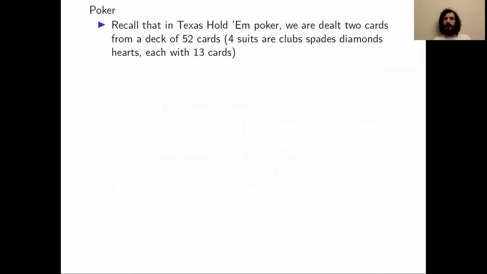So let's quickly review what happens in poker. We're talking about Texas Hold'em poker. So we're dealt 2 cards from a deck of 52 cards. This deck has 4 suits: clubs, spades, diamonds, and hearts. And each of those suits has 13 cards: 2, 3, 4, 5, 6, 7, 8, 9, 10, Jack, Queen, King, Ace. Those are the 13.